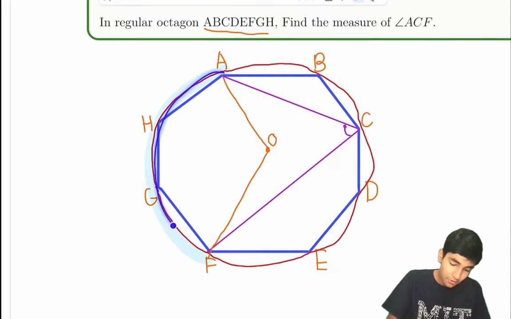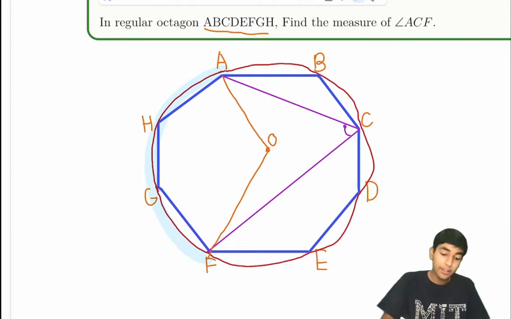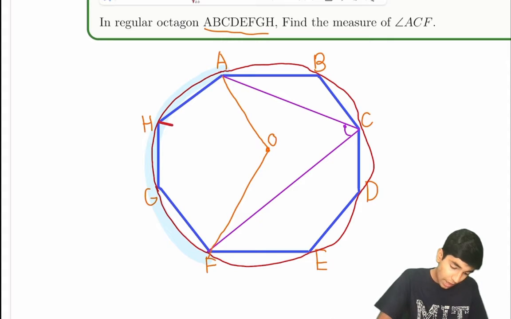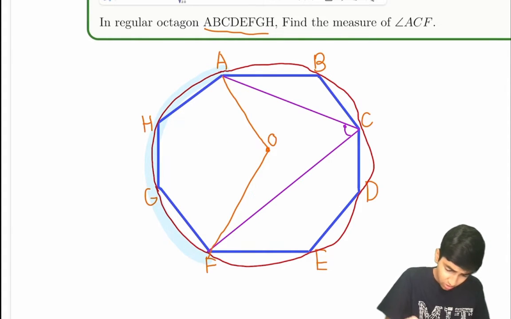So how do we find the measure of this arc? Or essentially, it's the same thing as the measure of this angle here. Well, the key thing here is that we can divide. Let's use red for this time.